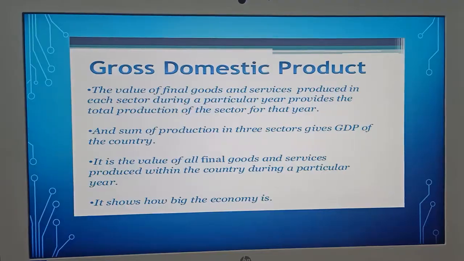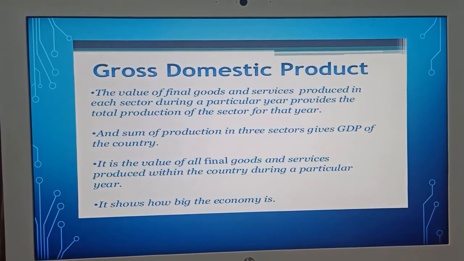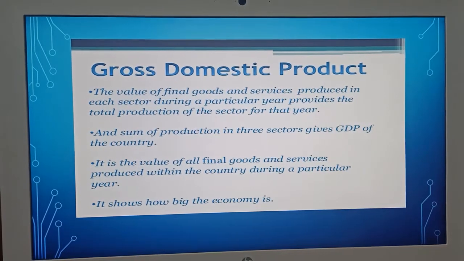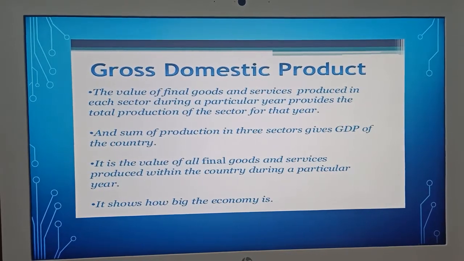Now let us talk about GDP. What is GDP? You already studied about this GDP in our first chapter. GDP is the final value of all goods and services produced within a country during a particular year. Look at the slide. The value of final goods and services produced in each sector during a particular year provides the total production of the sector for that year.